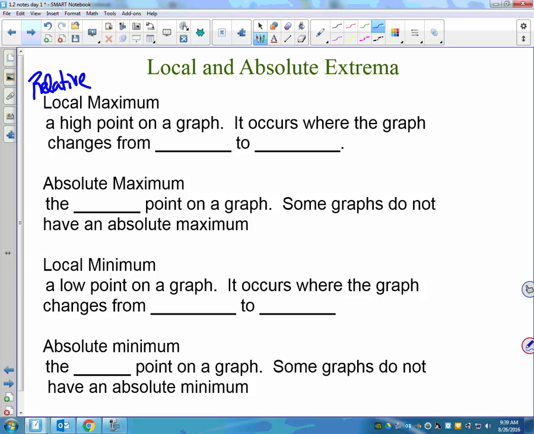So a local maximum is just a high point on the graph, right? So I'm going to draw a graph like this. A local maximum would be a point where your graph changes from increasing to decreasing, and there's that high point before it turns down again. So we can say it's where the graph changes from increasing to decreasing.